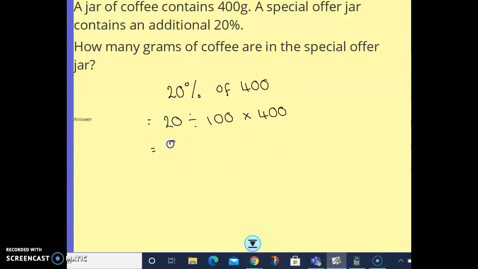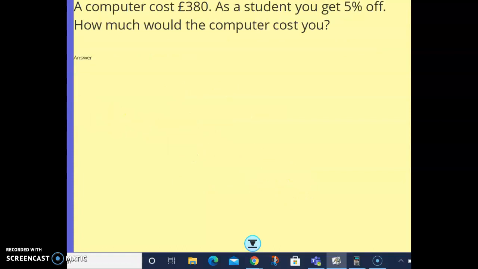Which is 80 grams. Now, 80 grams is how much extra would be in the special offer jar of coffee. So we need to add it on. 400 add 80 is 480 grams. Now, I'm writing 480 grams on Moodle, remember, no units, just put in the numbers, so just put in the 480.